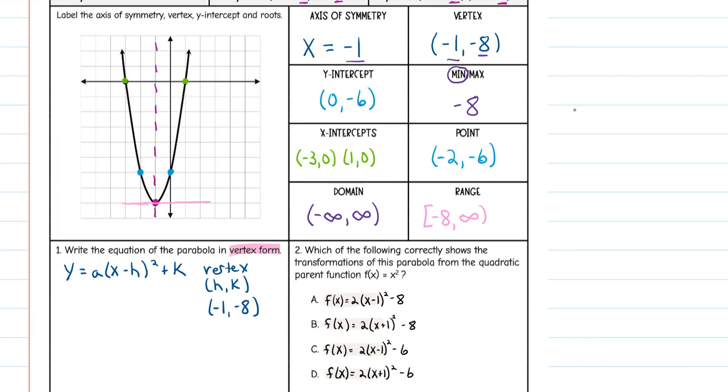What we're missing is knowing the a term. So we are going to actually plug in a point on the graph and the vertex to determine what our a term is. So we know the vertex is (-1, -8), and we also have another point on the graph. And let's see, I'm going to use the y-intercept, so I'm just going to match that color up here. We know that there's a point (0, -6).